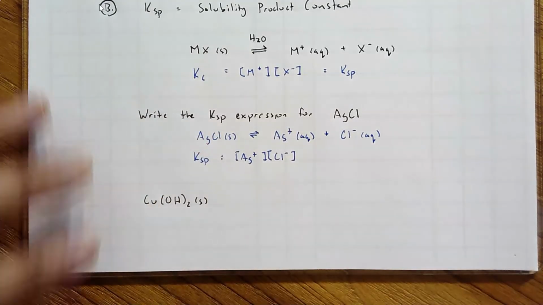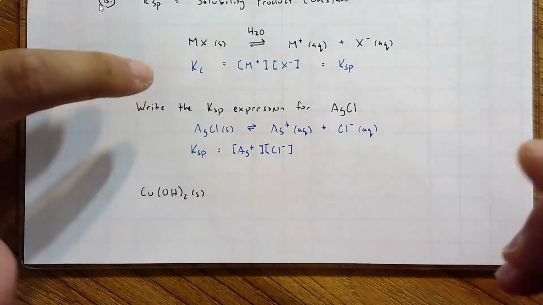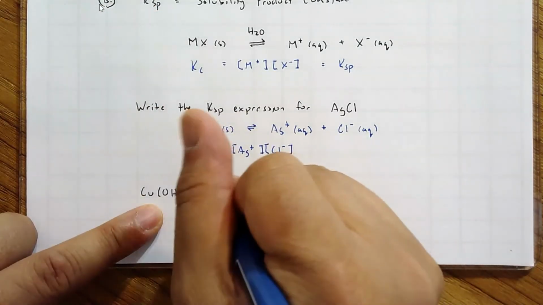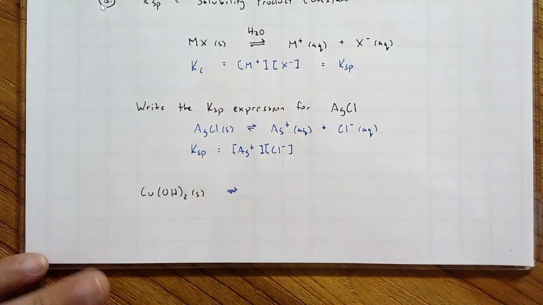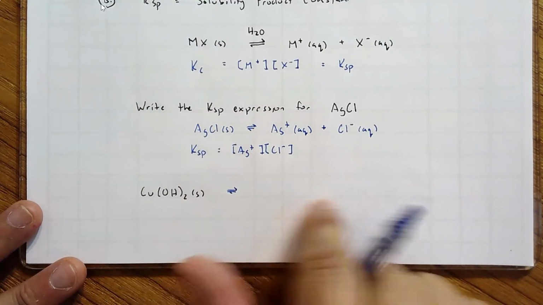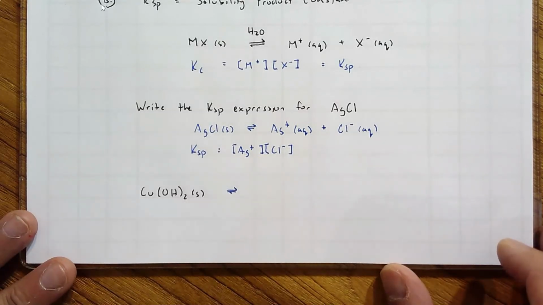What about copper hydroxide, Cu(OH)2(s)? Could we write a Ksp expression for that? Well, let me just work off of this compound. How about you fill in the products and write the Ksp expression? Pause the video.